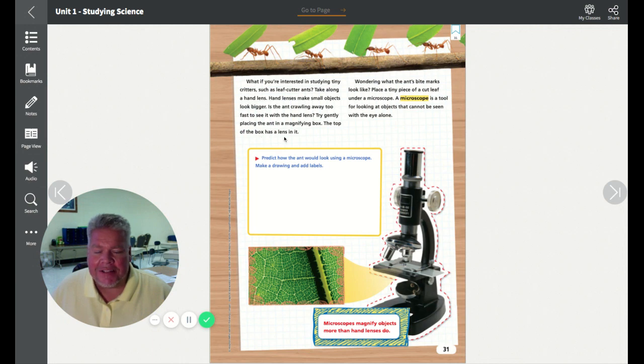The top of the box has a lens in it. Wonder what the ant's bite marks look like? Place a tiny piece of cut leaf under a microscope. A microscope is a tool for looking at objects that cannot be seen with the eye alone. If you looked at an ant through that microscope, how do you think it would look? If you want to later, you can draw a picture of what an ant might look like under a microscope right here. Microscopes magnify objects more than hand lenses do.